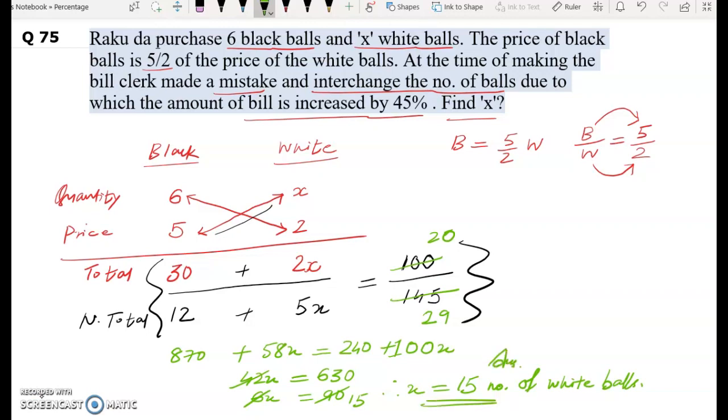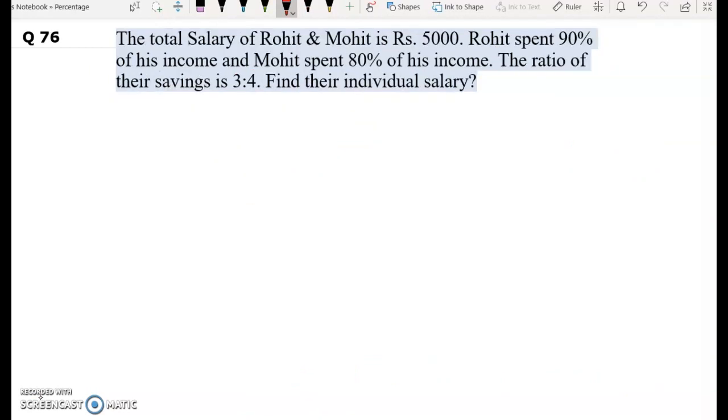This is our answer. Question number 76. The total salary of Rohit and Mohit is rupees 5,000. Rohit spent 90% of his income and Mohit spent 80% of his income. The ratio of their savings is 3:4. Find their individual salary. So in this question, we have Rohit and we have Mohit.